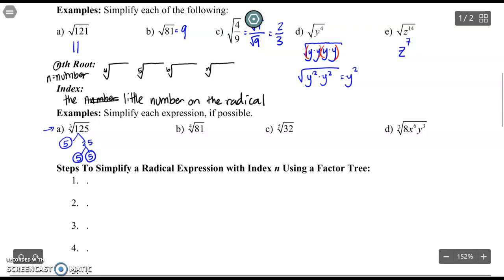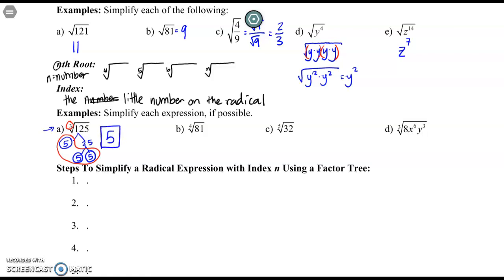Now, once you have this prime factorization, you are going to start making groups of numbers. Okay? The index right here is going to tell you how big the groups need to be. So I right here am trying to look for groups of 3, and I have a group of 3 5s. If I find a group of 3 5s, it means that one 5 can come out of the radical, and that's going to be my answer. Okay? And we can do similar things with these other ones.